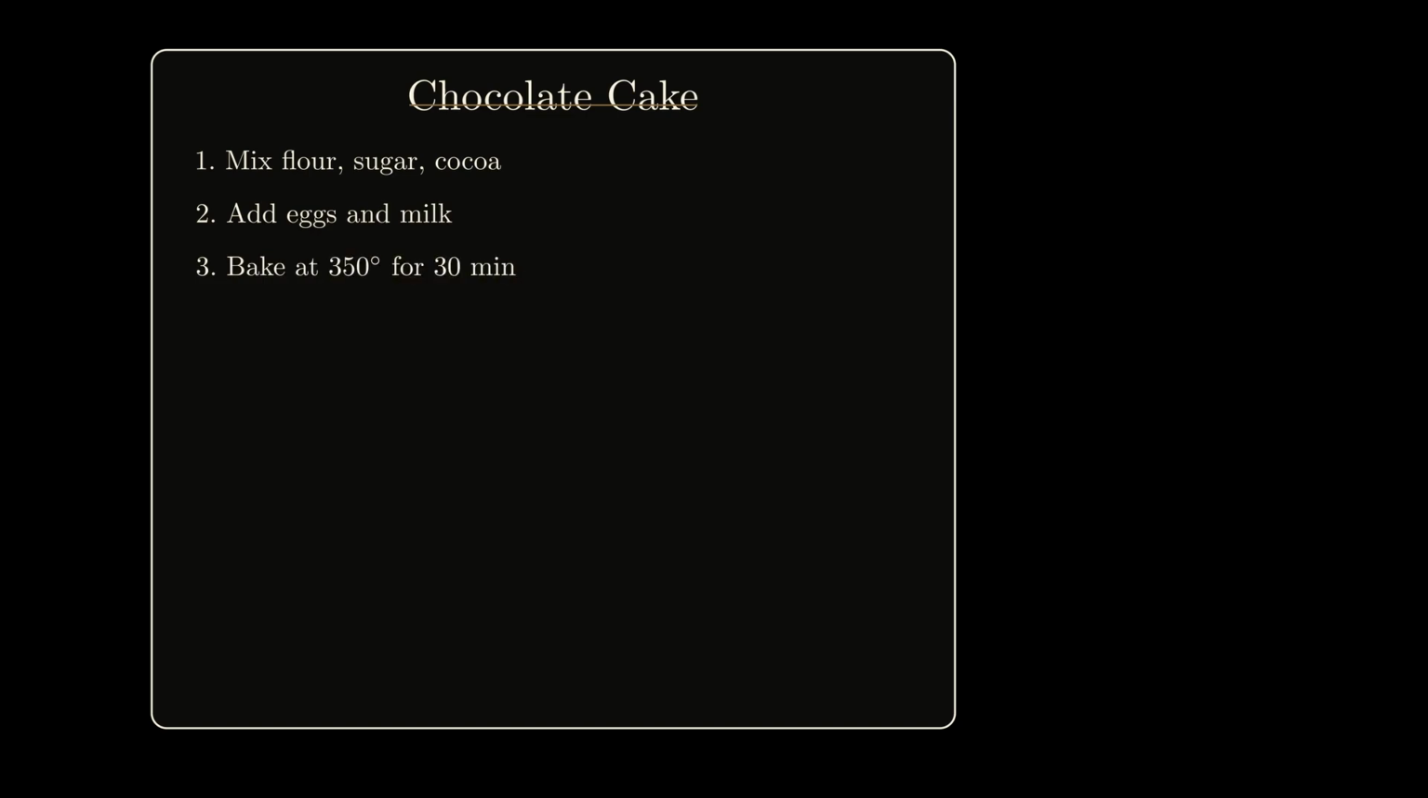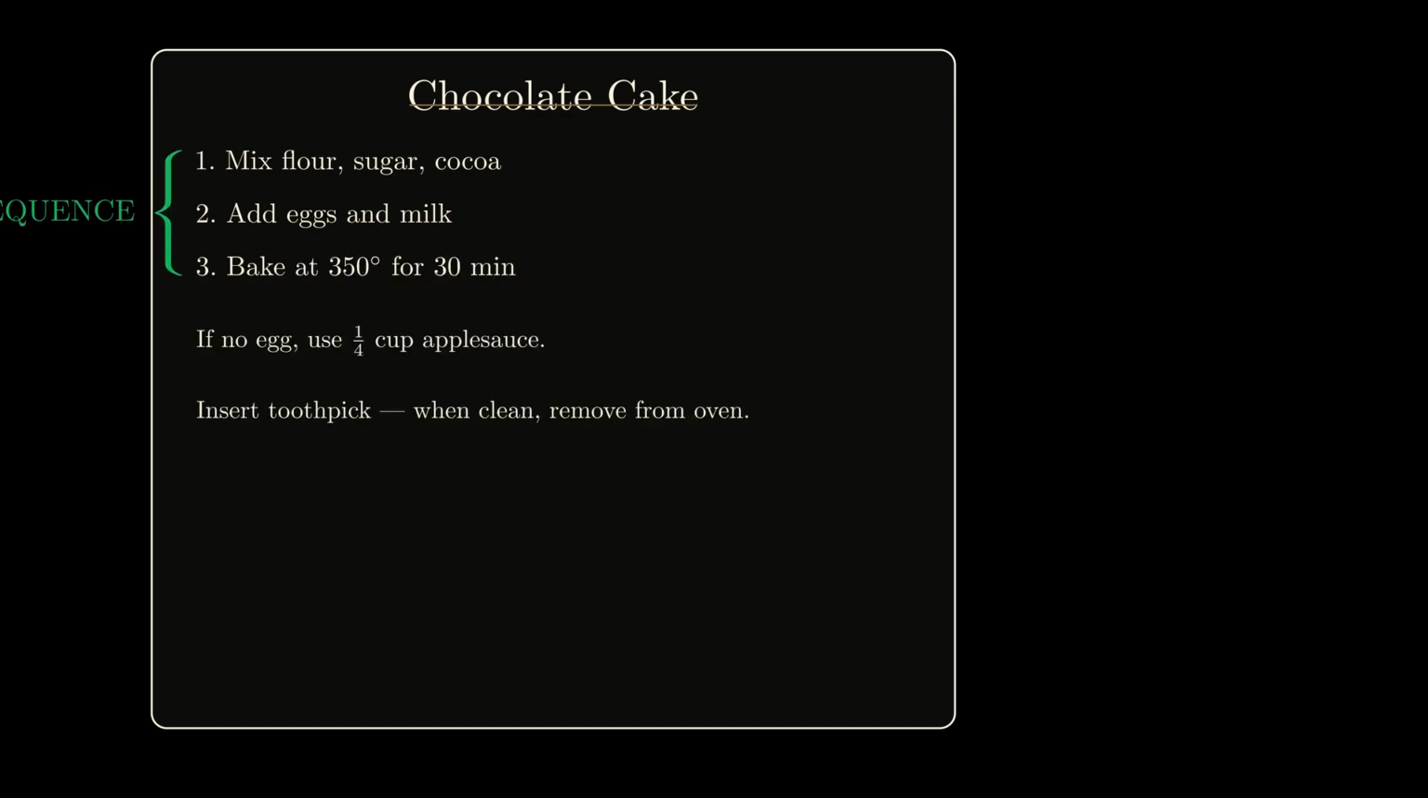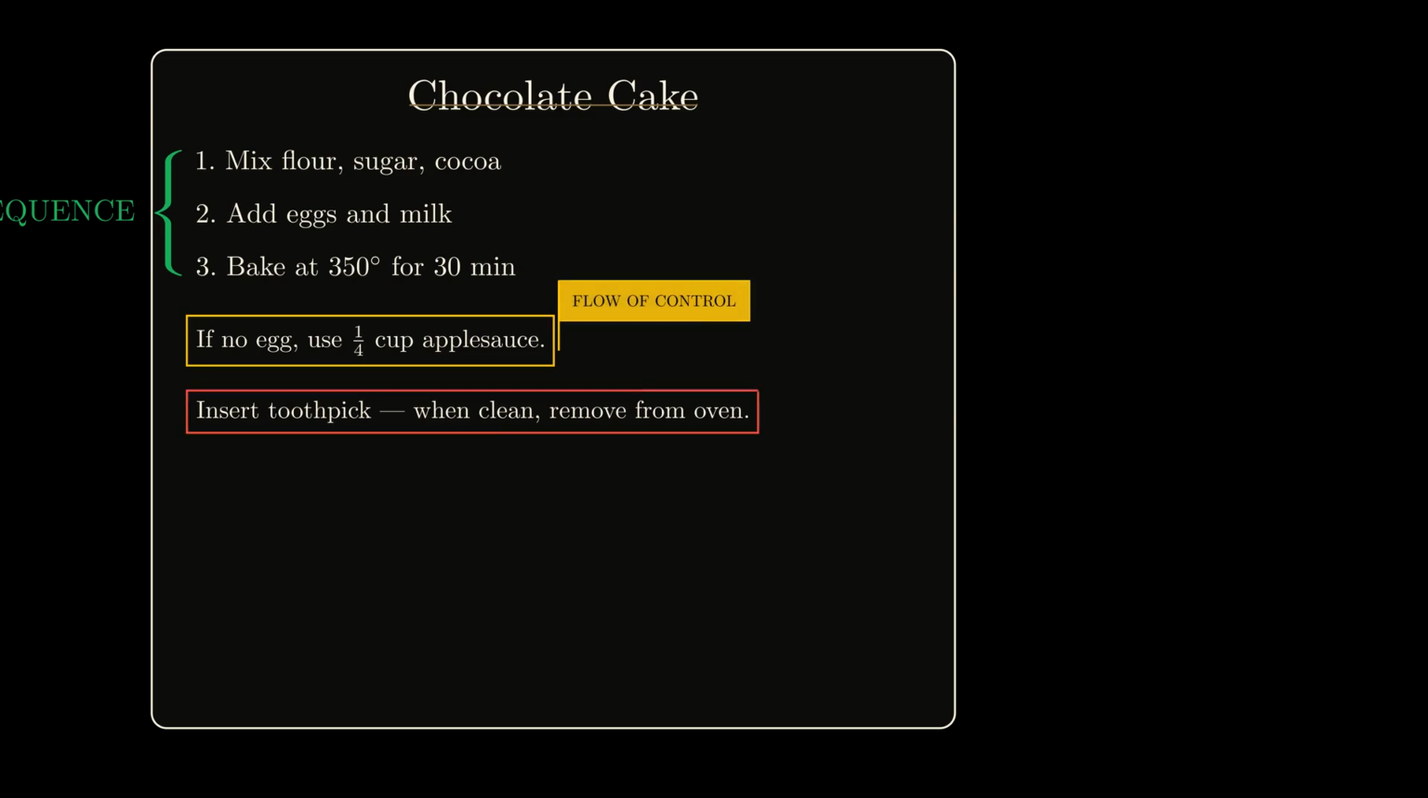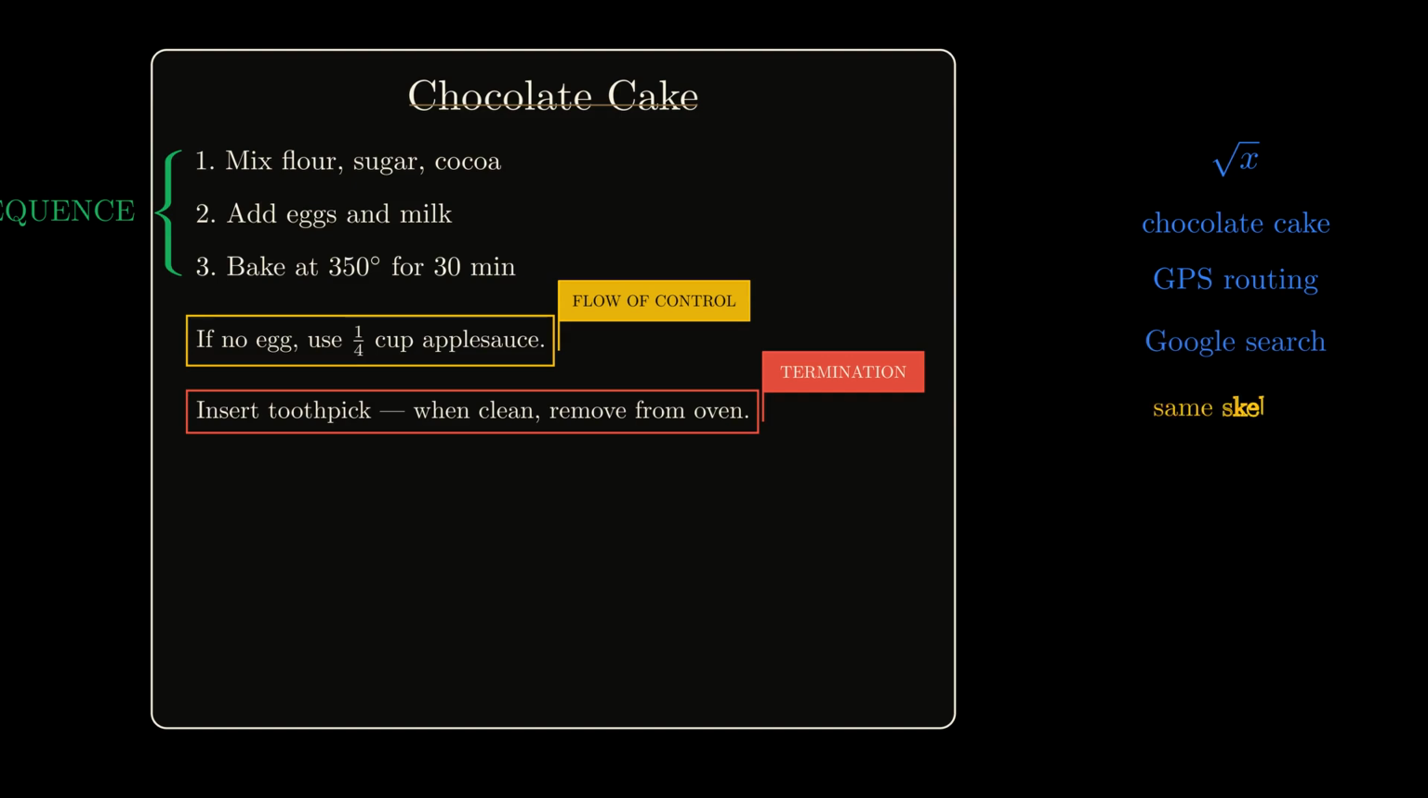Back to the cake. The numbered steps, mix, add, bake, those are the sequence. The line, if no egg, use a 1/4 cup of applesauce. That's flow of control. A decision that changes which step you take. And the toothpick test. Insert a toothpick. When it comes out clean, remove the cake. That's termination. Same 3 bones. Square root, chocolate cake, GPS routing, Google search. Every algorithm wears the same skeleton. Steps, control, stop.